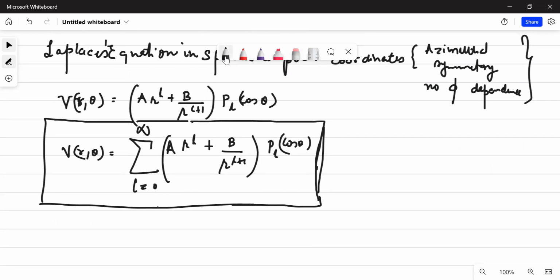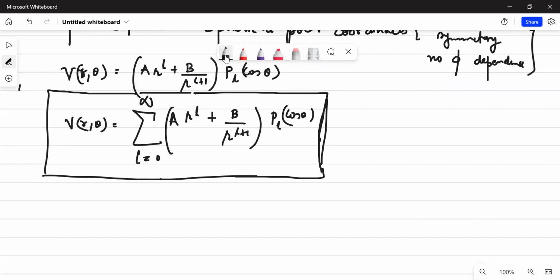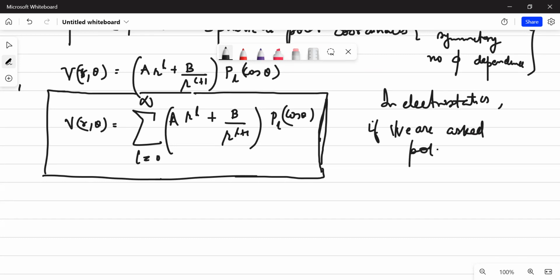अब देखो इसमें थोड़ा समझने की कोशिश करो. Whenever, let us say in electrostatics, because we are doing electrostatics right now, if we are asked the potential inside a sphere, what term should we take? What do you think we should take?